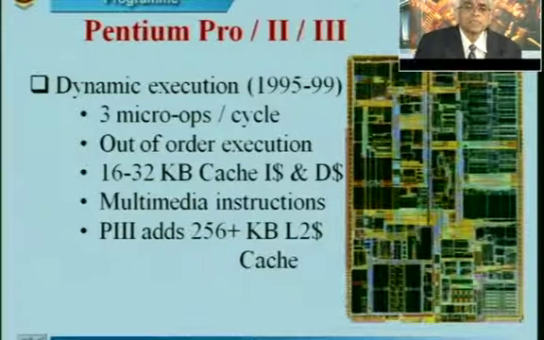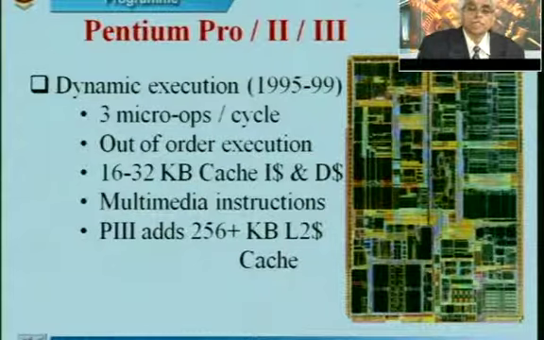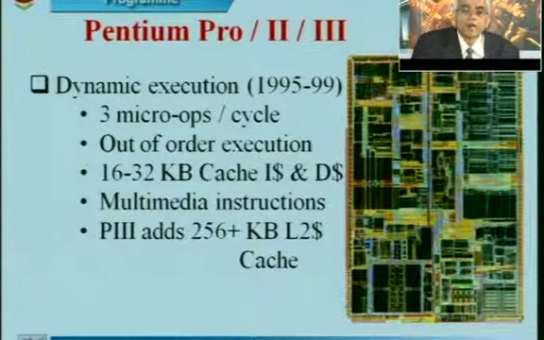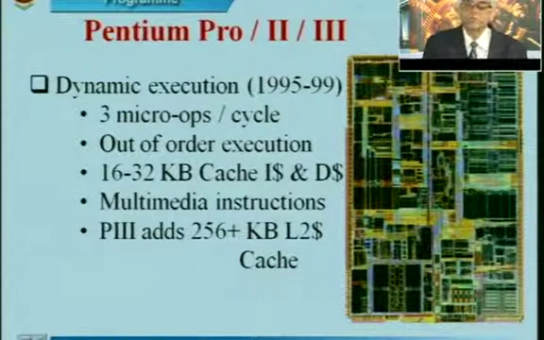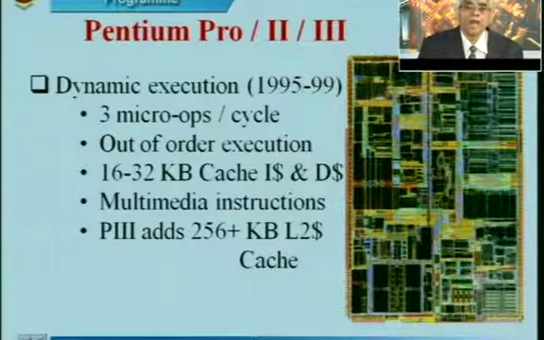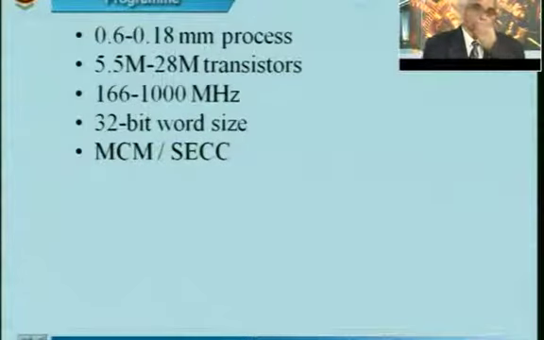Pentium 3 adds 256 plus kilobytes of L2 cache. When you say L2 cache, it means that there is a hierarchy of memory. When I say hierarchy, there are different levels of memory. We are trying to say that L1 cache is very close to the CPU, L2 cache is slightly above it, and so we mention it as L2 cache. This is being used to enhance the speed of operation of the processor.